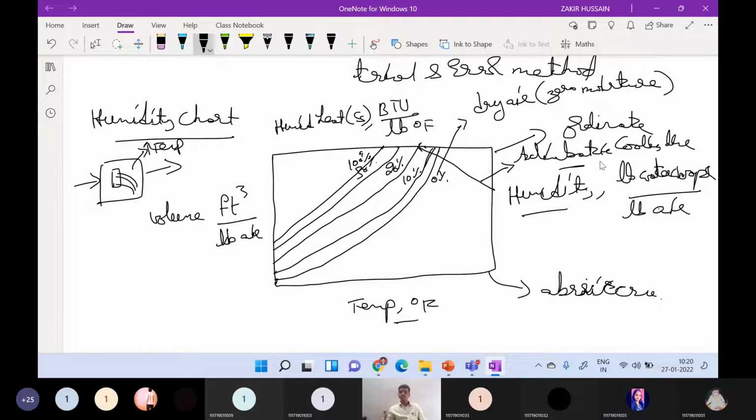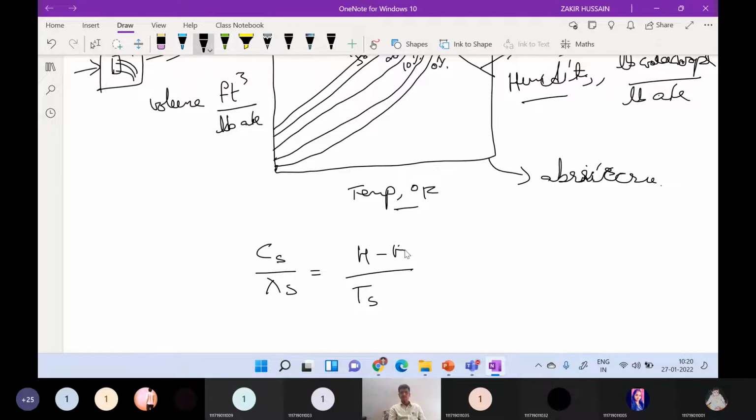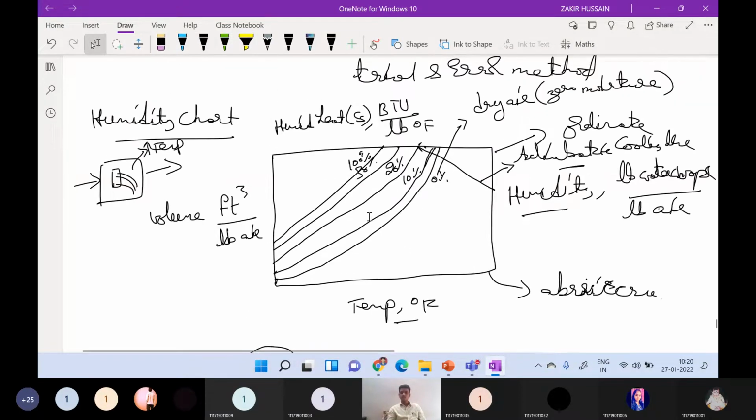So these adiabatic cooling lines can be drawn using this equation, that is Cs by lambda s is equal to (H minus Hs) by (T minus Ts). Using this one, we can draw. So this line will have a slope of minus Cs by lambda s. Using that only, we can draw that one. So that is called adiabatic cooling lines.